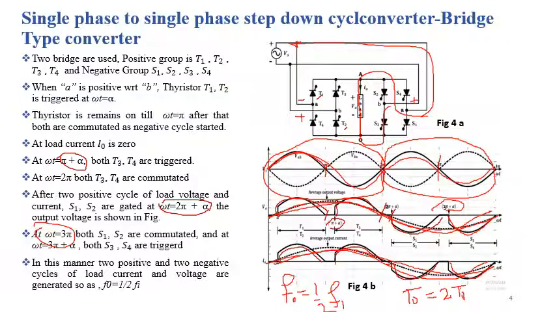So the time period of the input signal is this one, which is equal to T1, and the time period of the output signal is equal to this one. So we can conclude that the frequency of the output signal is half of the frequency of the input signal. So we discussed the single phase to single phase step down cycloconverter using bridge type topology.